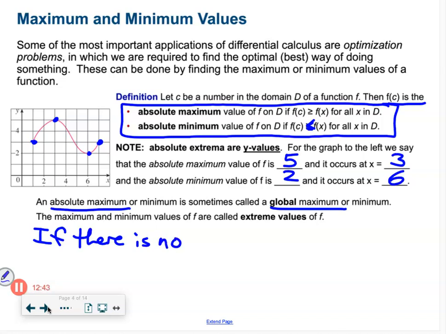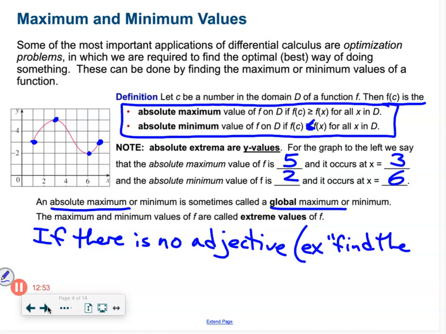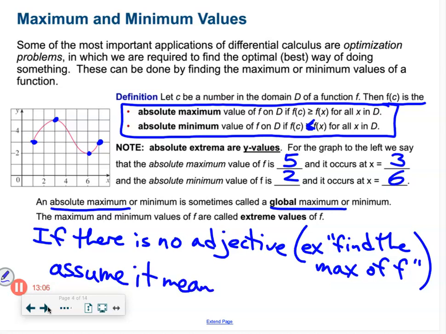there is no adjective. So for example, if it just says find the max of f or something like that, you actually have every right to assume it means absolute max. So when there's no adjective in front of the word max or min, if they just say find the maximum value, they mean the absolute maximum value.